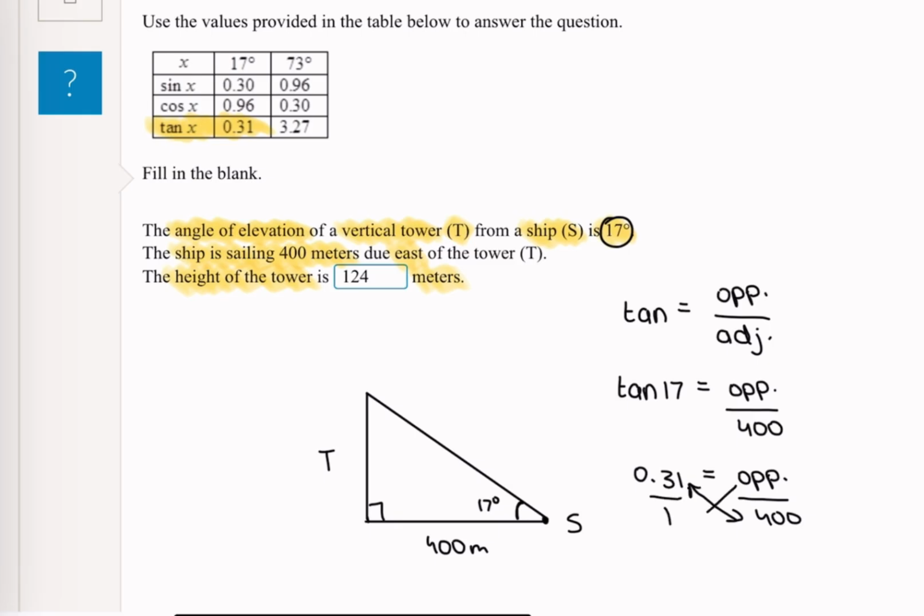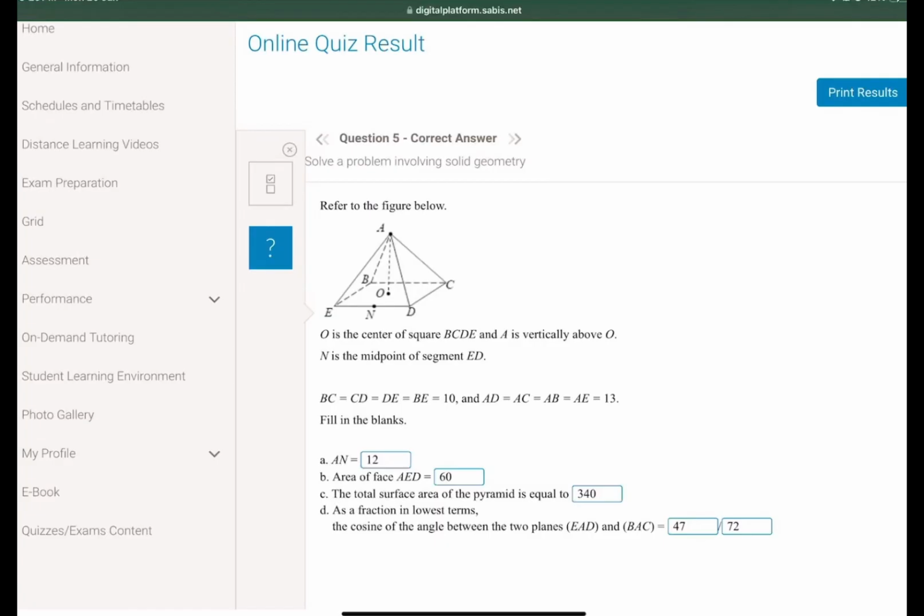This over 1, cross multiply. And you're going to get that opposite is equal to 400 times 0.31, which is 124. And that's the answer they gave you here.